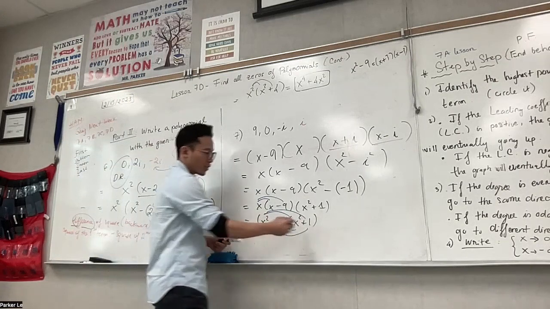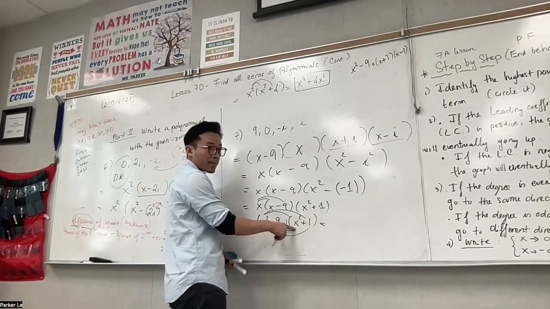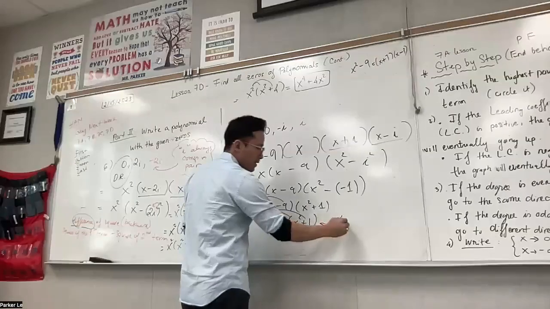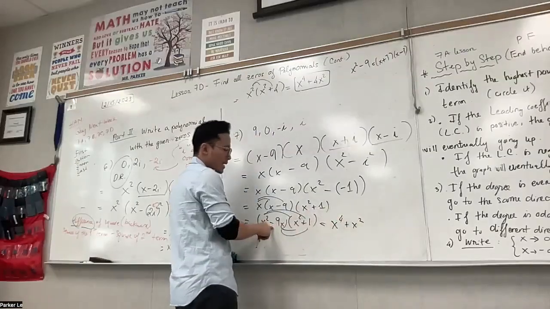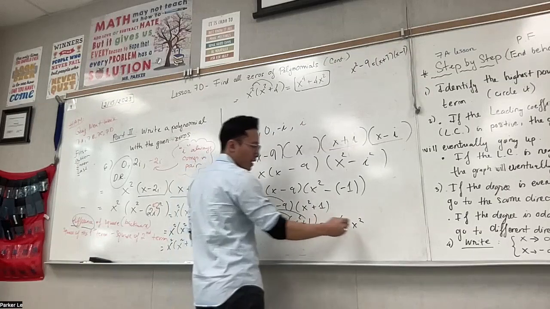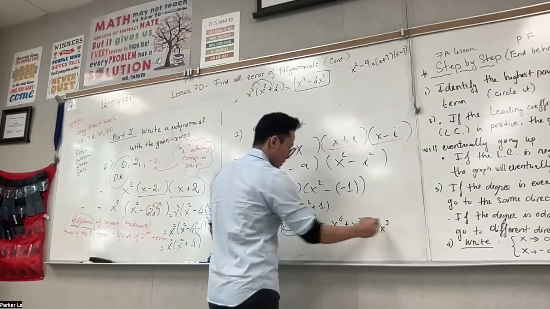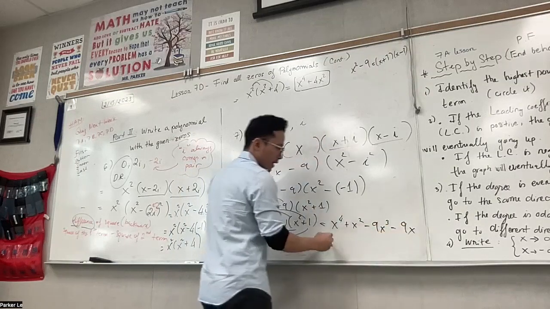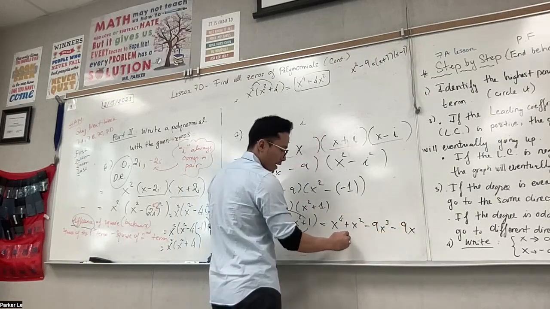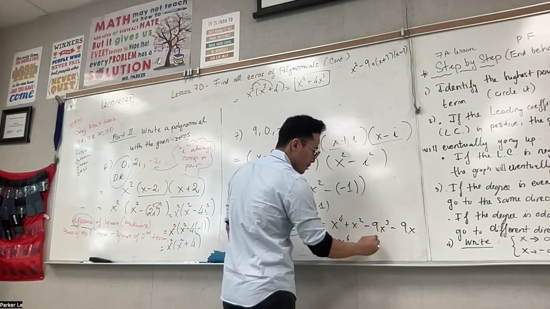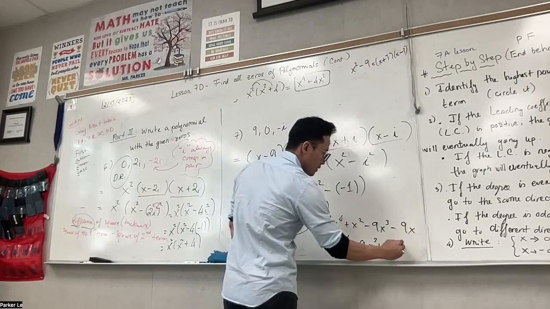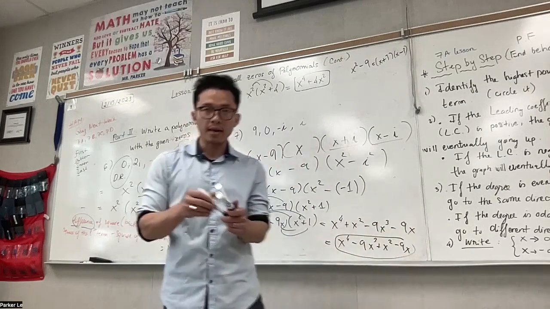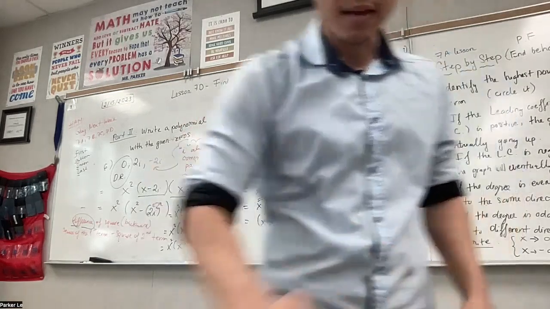Okay, multiply this. What do you have? X squared times x squared is, x squared times 1 is, negative 9x times x squared is, good. Negative 9x times 1 is, and just rewrite them in standard form. Okay, in standard form.